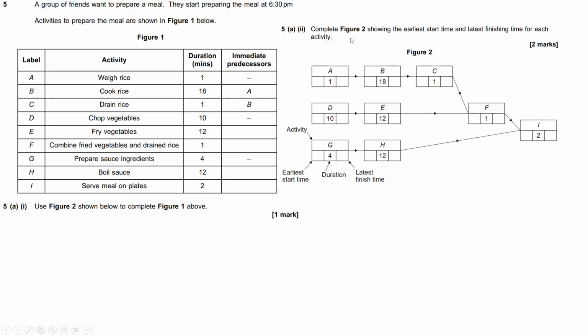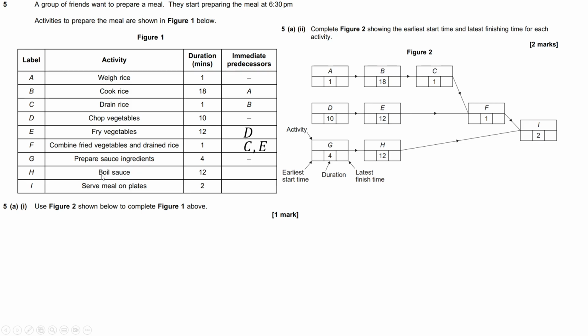Okay, we've got this activity network here. Use figure 2 shown below to complete figure 1 above. So we want to complete this first. Okay, we're just looking for the immediate predecessors. So for example, if we look at E, well, what comes immediately before E? Where is E? So that's just D. Okay, and then we're looking at F. You could also think maybe it could be B, A, and D, but that's not immediate. Immediately before it is just C and D.